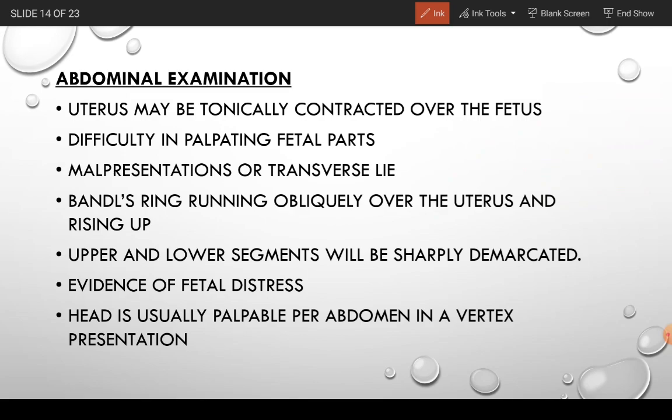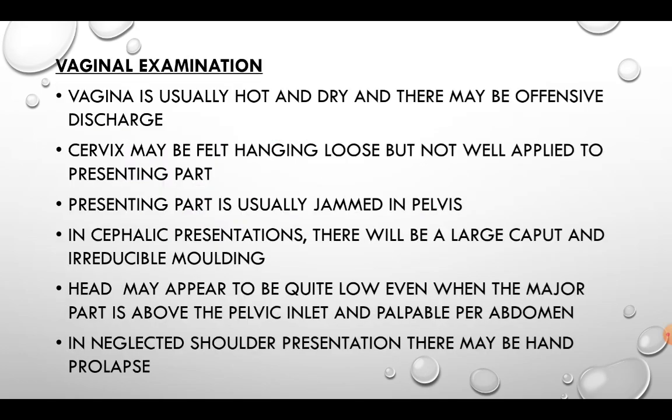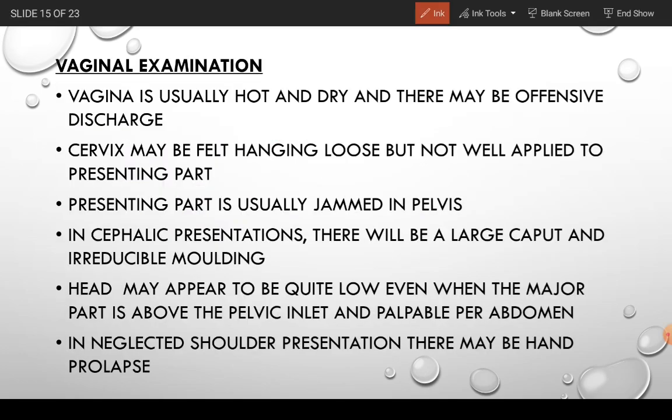So when you examine the abdomen, due to the tonic contraction, it will be very difficult to palpate the fetal parts. You can see the Bandel's ring, and also in the abdominal examination you find that the baby will be in malpresentation or transverse lie. We know that is actually a risk factor for obstruction of labor. Now you can see the vaginal examination.